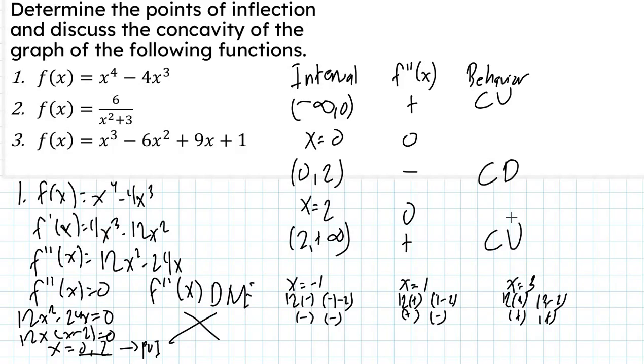So as we can see, since there are changes in the concavity, at 0 this is a point of inflection, and at 2 this is also a point of inflection. So as we can see, the analysis of concavity and the points of inflection is very similar to analyzing whether the function is increasing or decreasing on certain intervals.